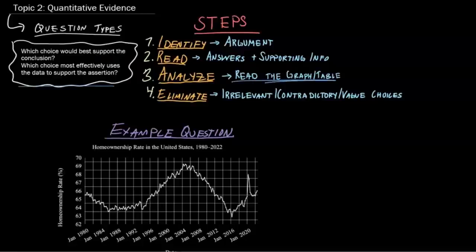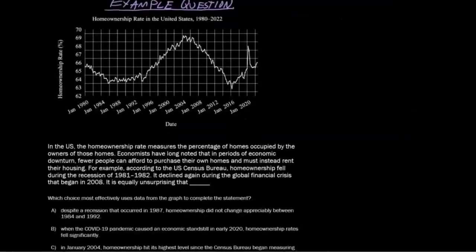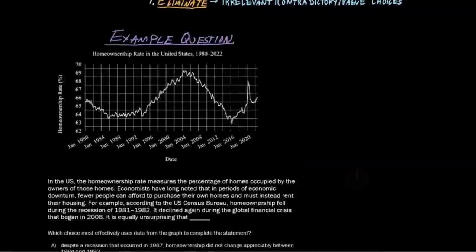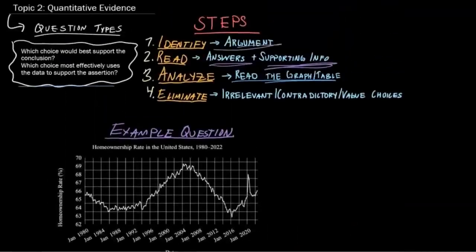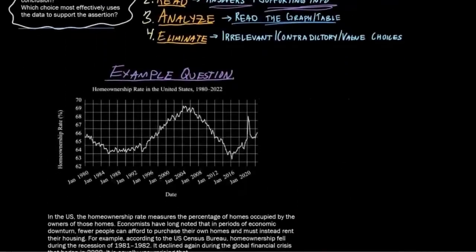Our third step is to analyze and to read the graph or table given. But first, we read the answers and the supporting info. Okay? Often, what you'll only need from the passage is the last sentence. Okay? In this case, we have a different type of question, right? This is a more difficult question, but often you only need to know the last sentence for the argument. Okay? Then after that, we just follow our same procedure as textual evidence.